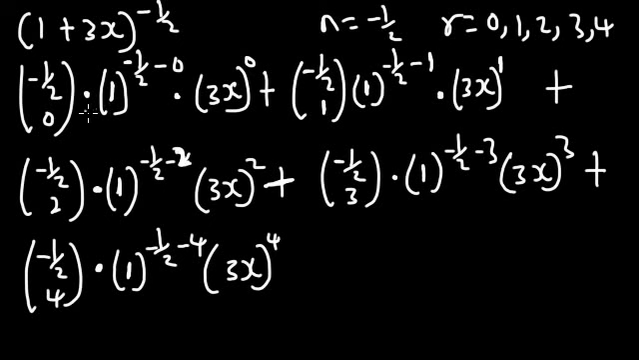The next thing is to simplify it to the least form. So negative half combined with 0, which is identity combined with 0, is simply 1. So the first term will now be 1 entirely.